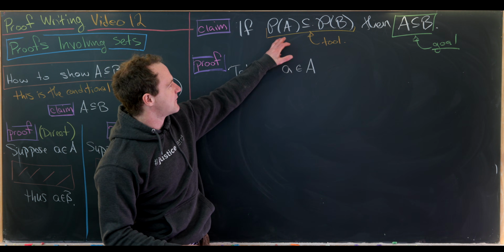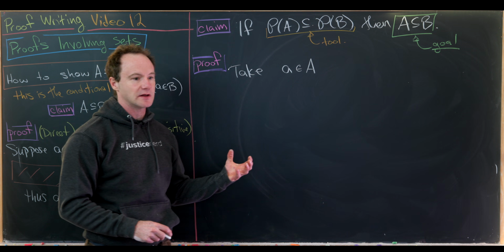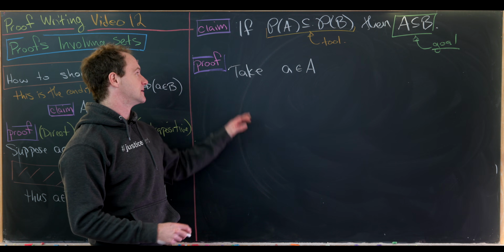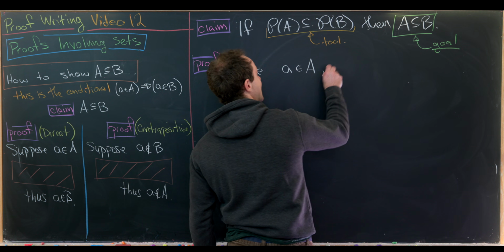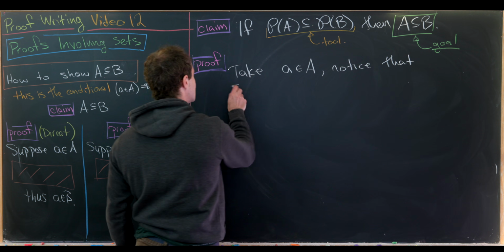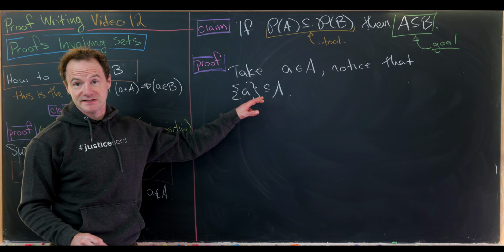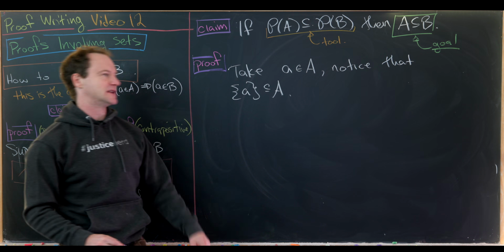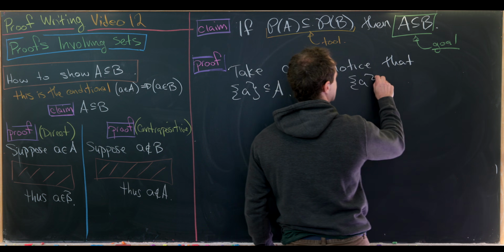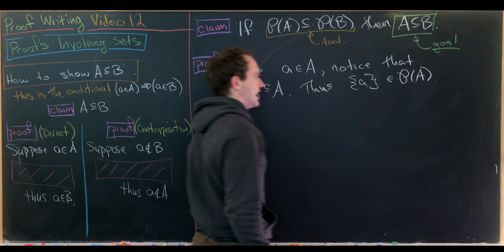Well, we have this stuff about the power set. But what's the closest thing to a single element within the power set? Well, you guessed it, it is the singleton. So if we take a in A, let's notice that the singleton {a} is a subset of A. But being a subset of A means you are an element of the power set. So we might say, thus, the singleton {a} is an element of the power set of A.